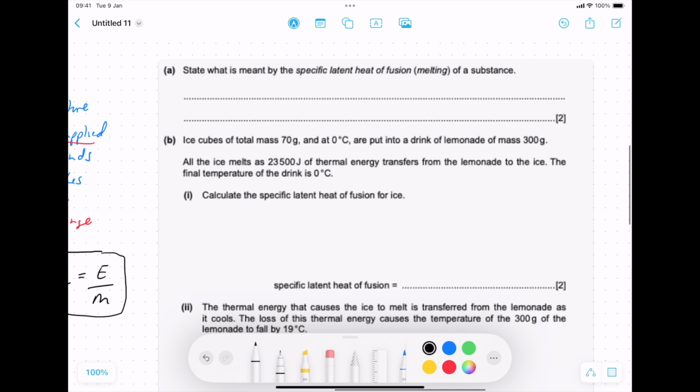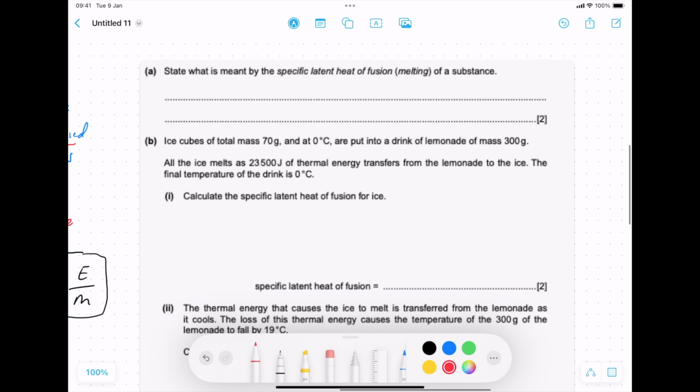So I've lifted this straight from a typical grade 10 GCSE physics paper, and it says, state what is meant by the specific latent heat of fusion, melting. Going off the definitions we just talked about, it's the energy required to melt 1 kilogram of a substance under standard conditions. So what are standard conditions? In science terms, room temperature is defined as 25 degrees C. Atmospheric pressure is 1 atm, or approximately 100,000 pascals.